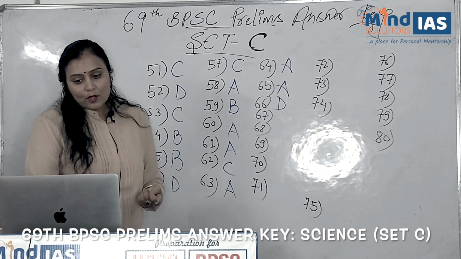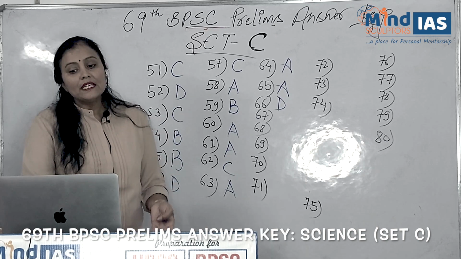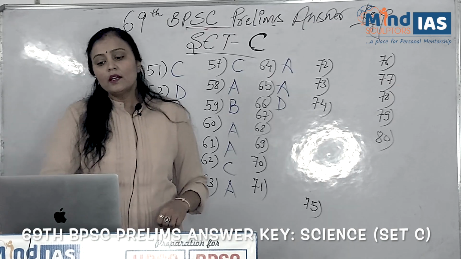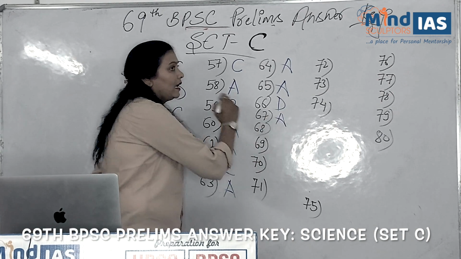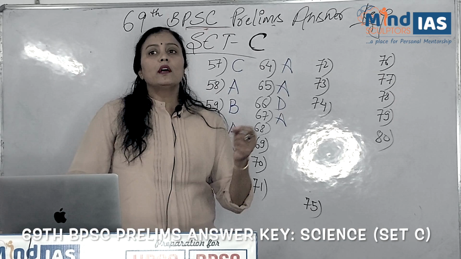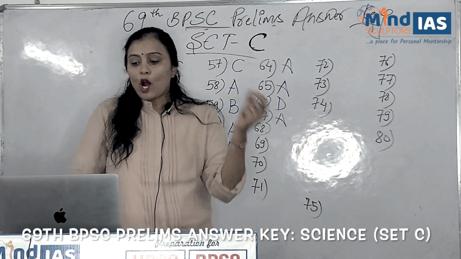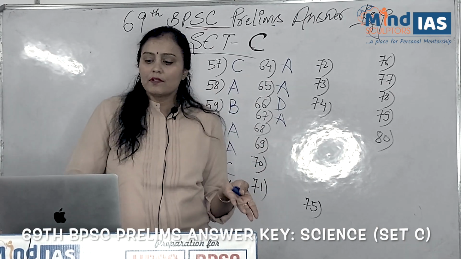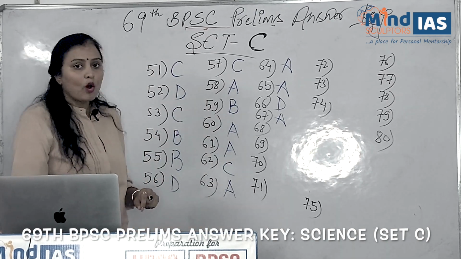Move on to the next question, that is 67. Input and output nerves meet at. The options are central nervous system, heart, liver, and none of the above. The right answer for this question is A. Why A? Because the option has given central nervous system. In the spinal cord, during reflex action, the input and output nerves meet at a point, and the spinal cord, as you know, is a part of the central nervous system. So central nervous system is the right answer, option A.